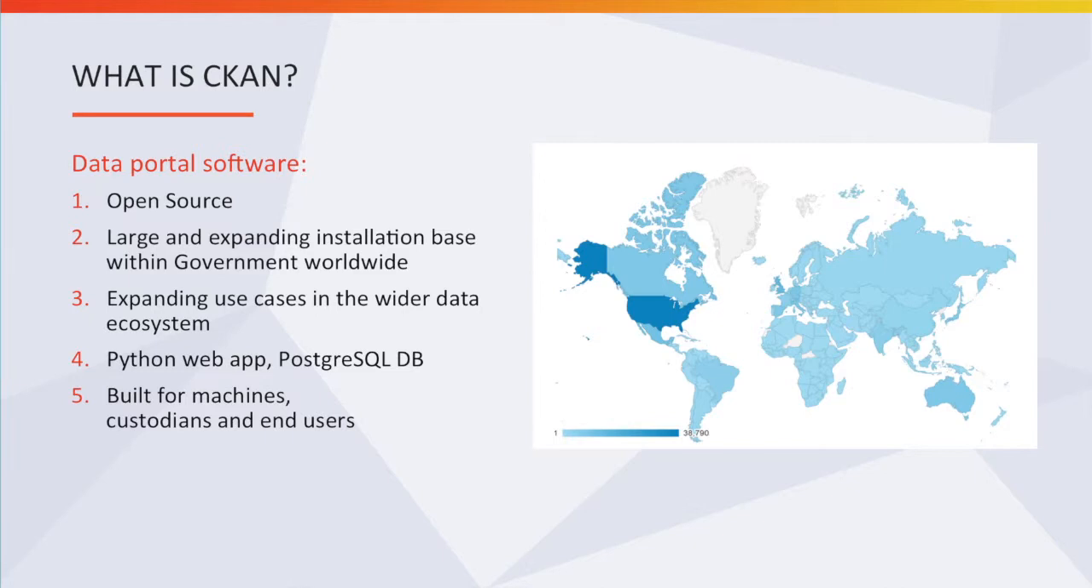So what is CKAN? I might as well go through the 101. It's open source, it's a large and expanding user base. So I mentioned a bunch of Australian portals, jurisdictions using it, but it's also used by the European Union, Government of Canada, Government of UK, US government, and quite a few around the world now. It has expanding use cases in the wider data ecosystem as well, not just above the surface, but below the surface. So it's used a lot for harvesting from other sources.